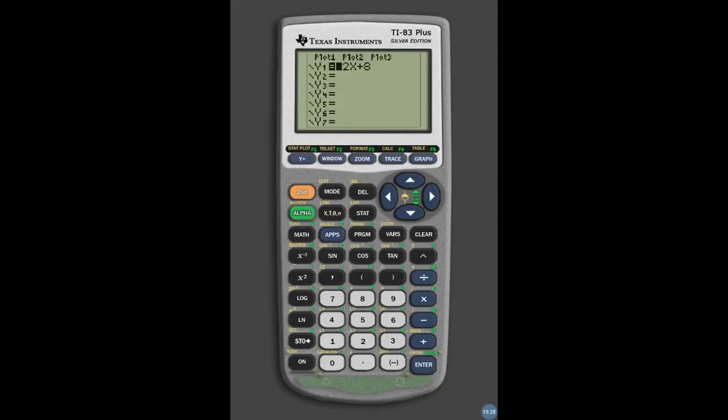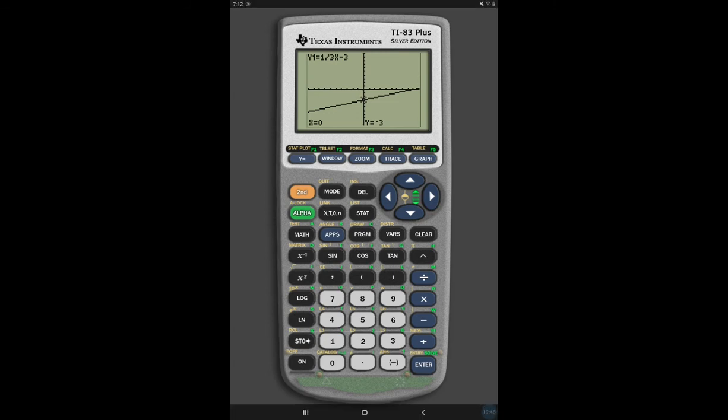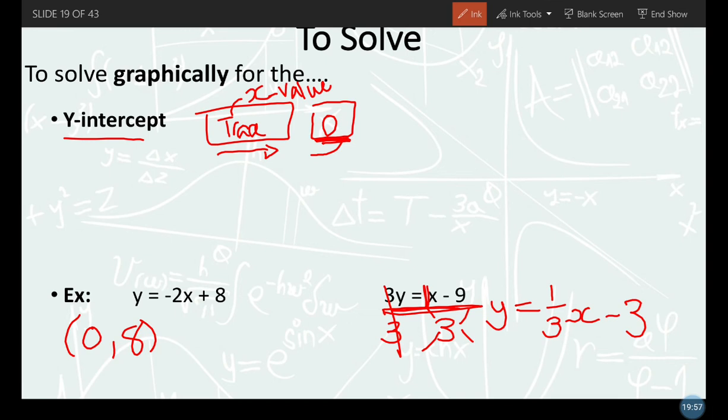Y equals 1/3 x minus 3. I hit graph. It shows me my function there. And because I want to find the y-intercept, I just hit trace. That's going to take me to any value. Usually it actually pulls you up already on the x-intercept, but there is that y-intercept of 0, negative 3, for this function.